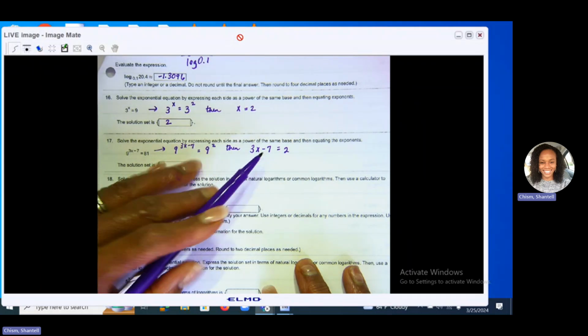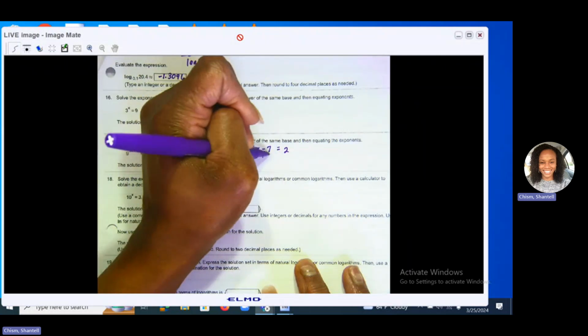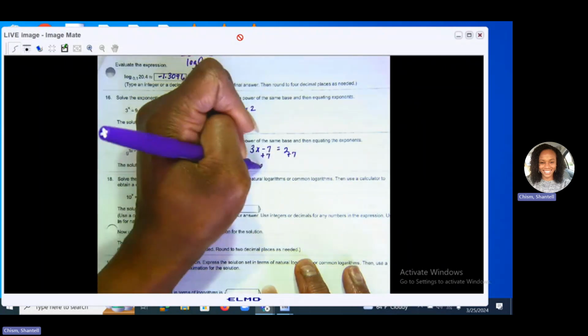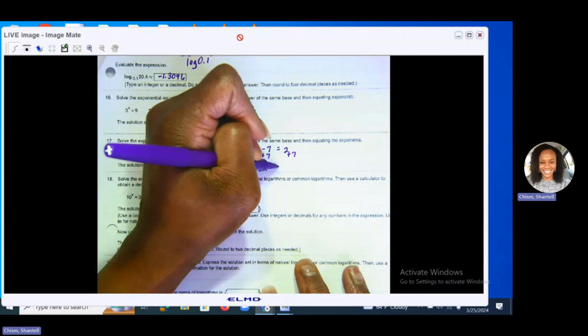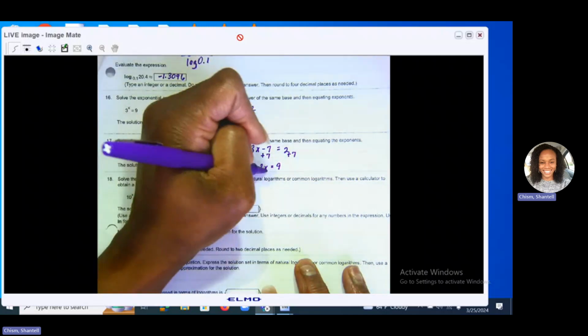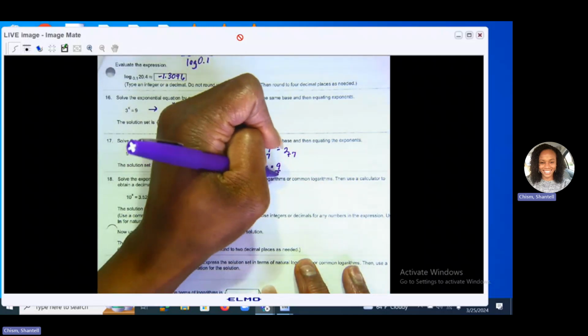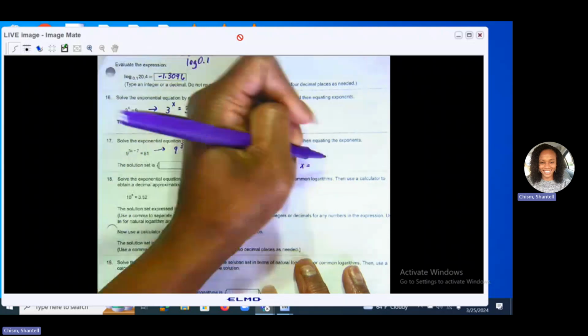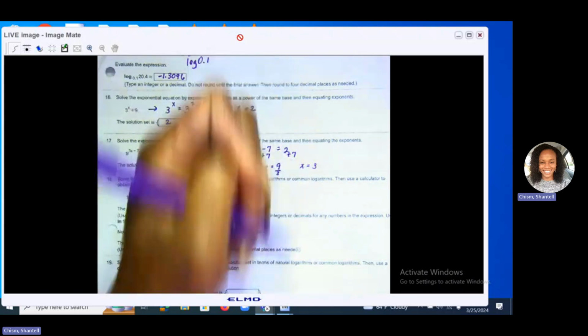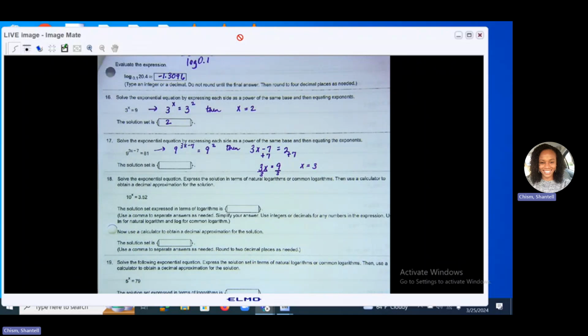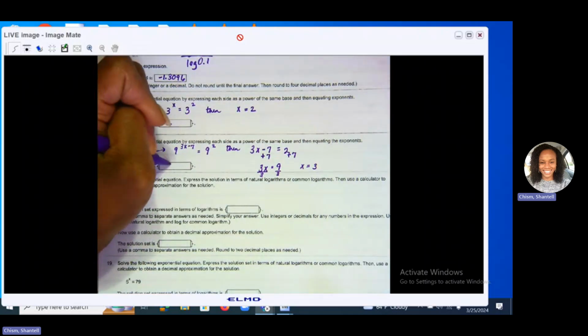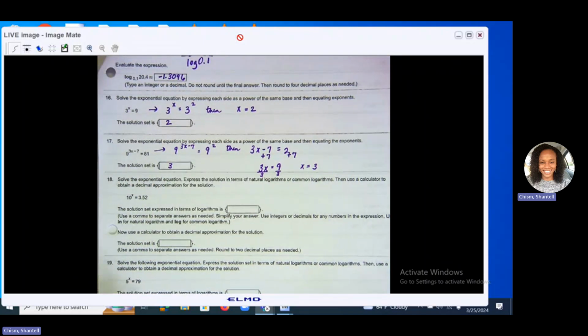So we'll get rid of the minus 7 by saying plus 7. That gives us 3x equals 9. And then we'll divide by 3 on both sides. And 9 divided by 3 gives us 3. So x equals 3. So our solution set is 3. Okay?